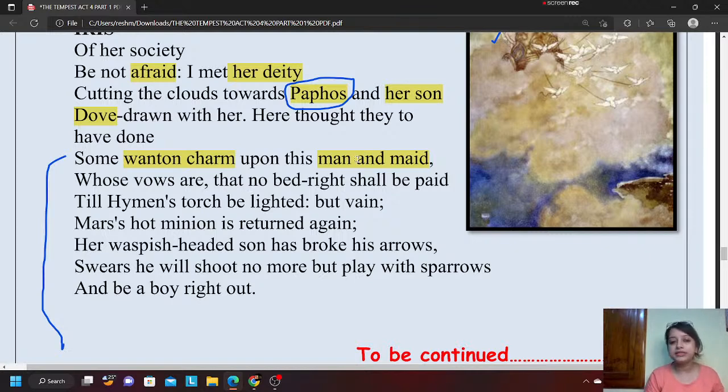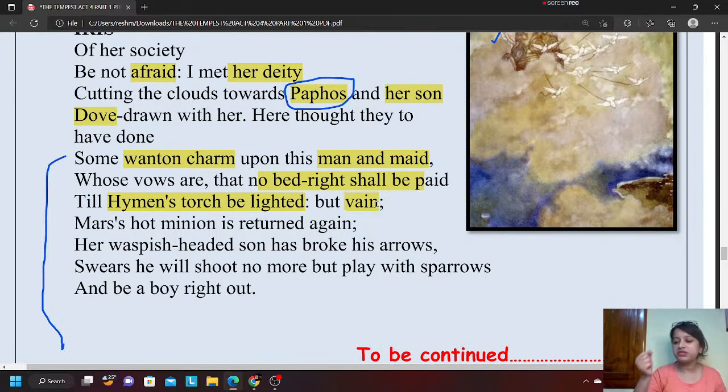They wanted to commit some charm on Ferdinand and Miranda, "whose vows are that no bed rite shall be paid till Hymen's torch be lighted." They have promised that they are not going to indulge in any physical relation before marriage. So to break this, they had plans. Okay, they wanted to cast a charm to indulge in this. Whose plan was this? Cupid's and his mother's. Okay, but in vain.